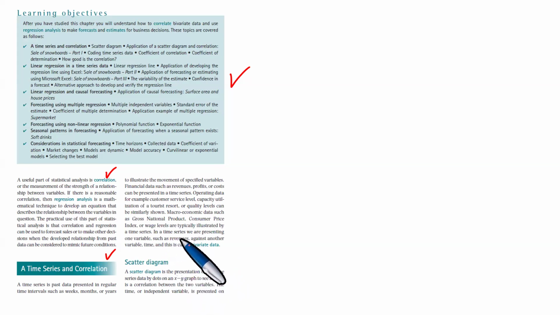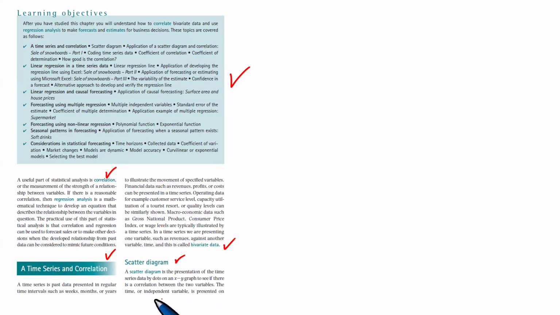Okay, when I look at examples that pertain to what we call bivariate data, data that involves just two variables, the notion of what you call a scatter diagram is very important in forecasting. It's not a new concept, but a scatter diagram is the presentation of the time series data by dots on the XY graph to see if there is a correlation between the two variables.